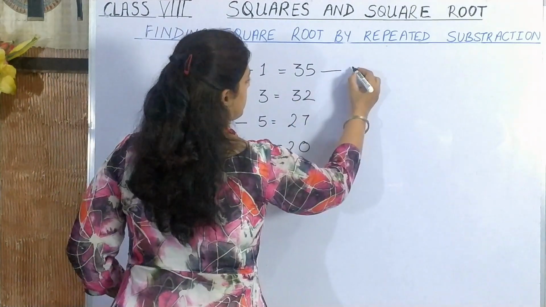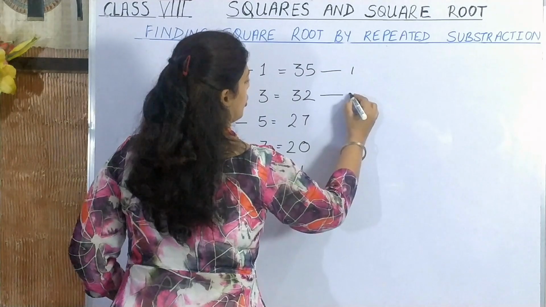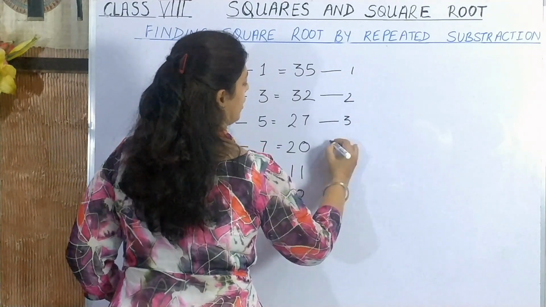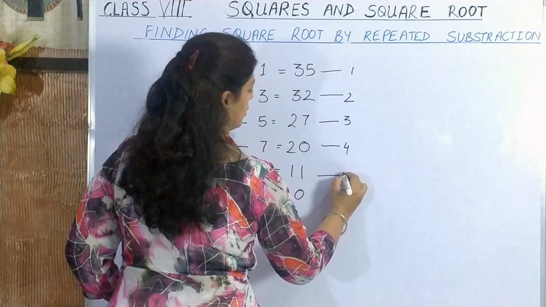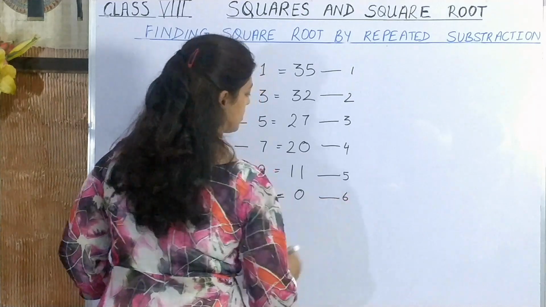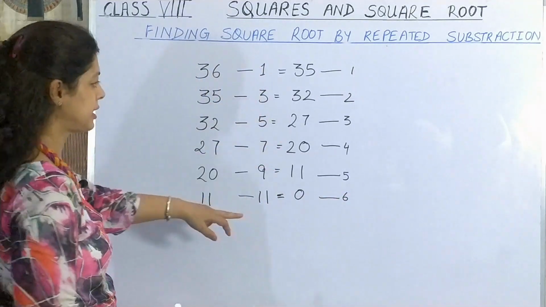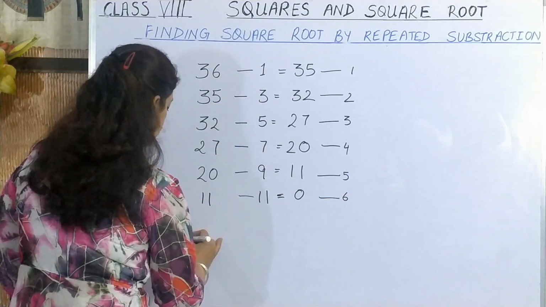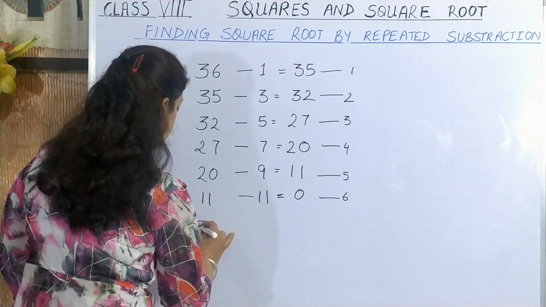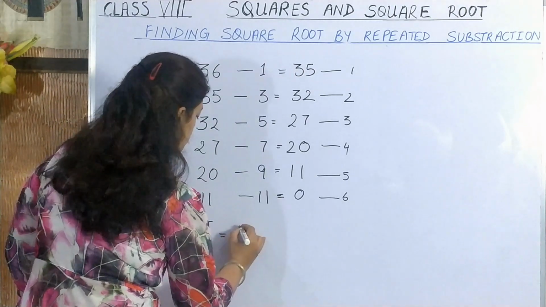So I count the number of steps: 1, 2, 3, 4, 5 and 6. Since I completed the subtraction in 6 steps, I can say that the square root of 36 is 6.